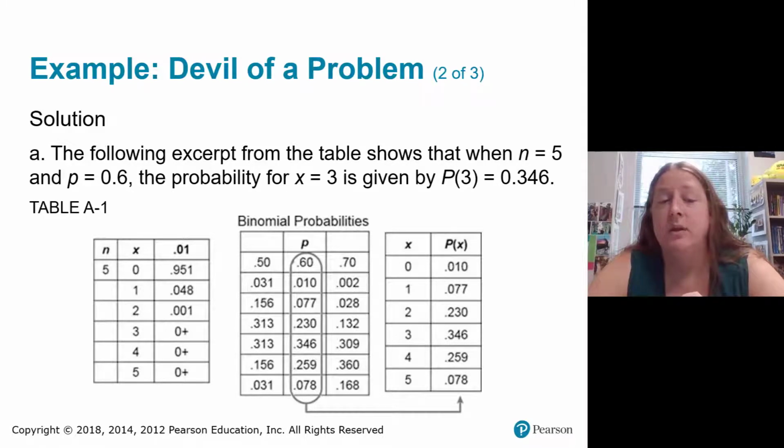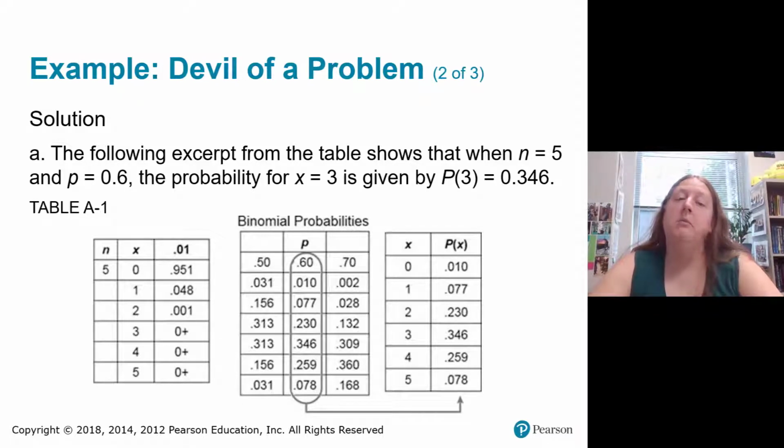If we're looking in the probability 0.6 column with our n is 5 table, we can read out the probability of 3 from the table on the right. We're looking at the row where x is 3, and it gives us the probability of 3 as 0.346. So if we take 5 randomly selected adults, the probability that 3 of them believe in the devil is 0.346.